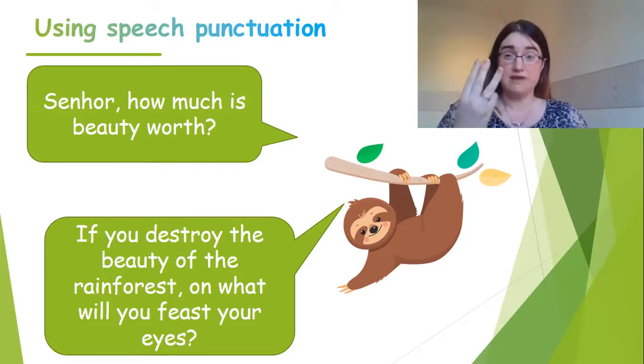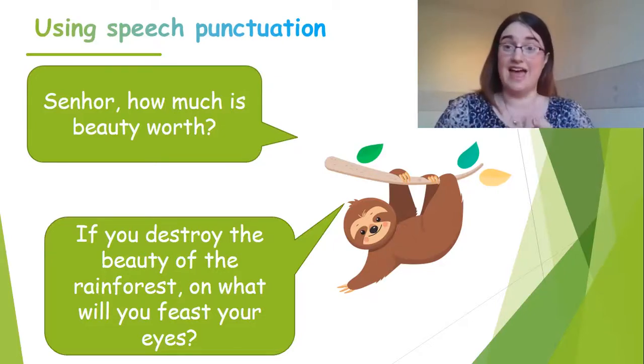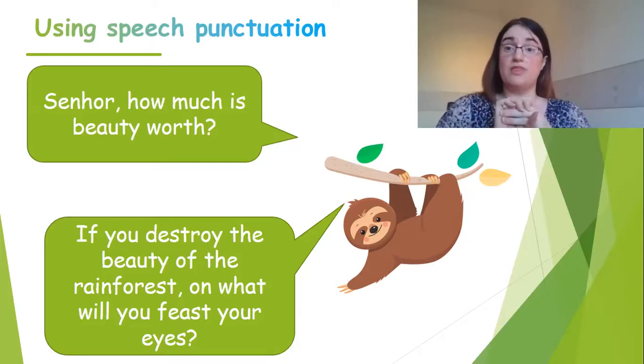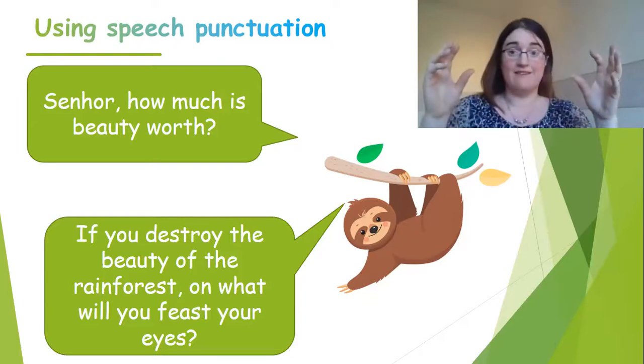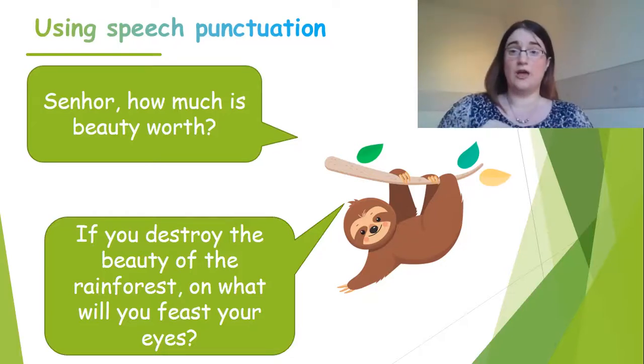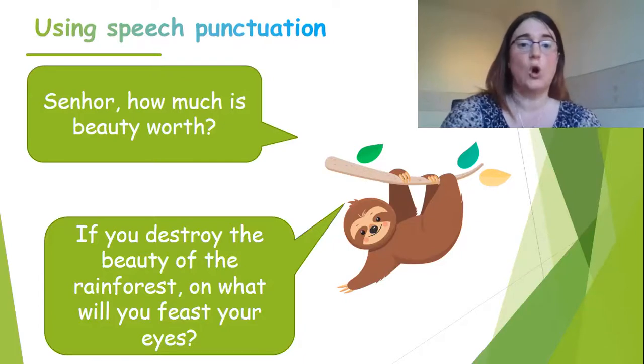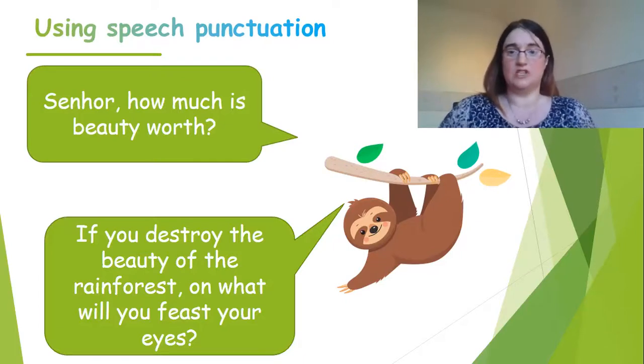And I want you to write it 3 different ways. I want you to write it with the reported clause at the beginning. I want you to write it with the reported clause at the end. And I want you to write it with the reported clause in the middle. So you're going to end up with 3 sentences. The speech from the character is going to be exactly the same each time. But your choice of synonym for said might change, and your punctuation is going to be a little bit different in each one, depending on where that reported clause is. So, "If you destroy the beauty of the rainforest, on what will you feast your eyes?" Press pause and have a go at that now.